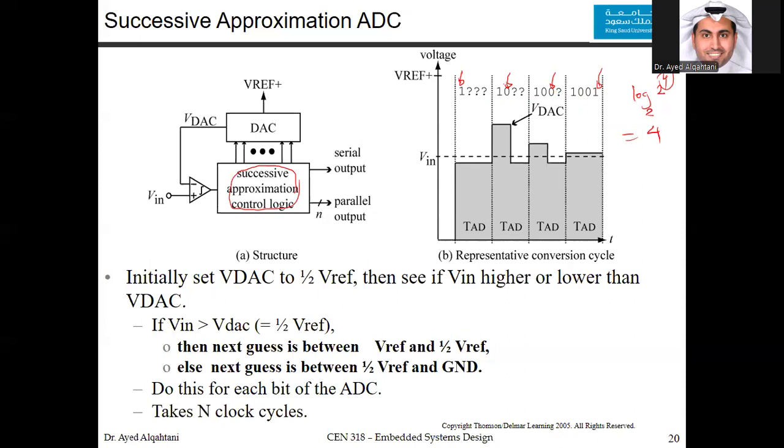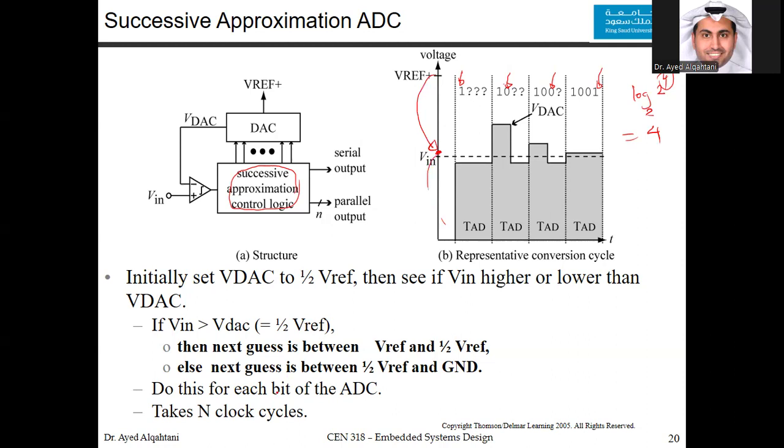Now, to understand the idea behind this, we initially set the VDAC to half the VREF. Notice that we go to the half point for the VDAC and then compare. See if the VN is higher or lower than the VDAC. If VN is higher than the VDAC, which is half of VREF at this point, then the next guess is between VREF and half the VREF. Else, the next guess is between half the VREF and the ground. And we keep doing this.